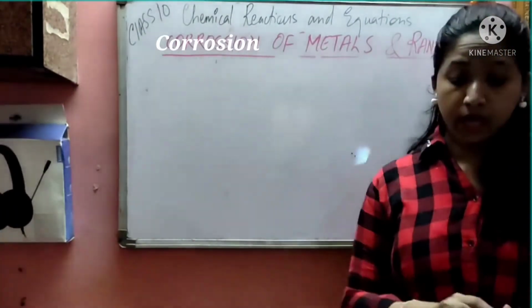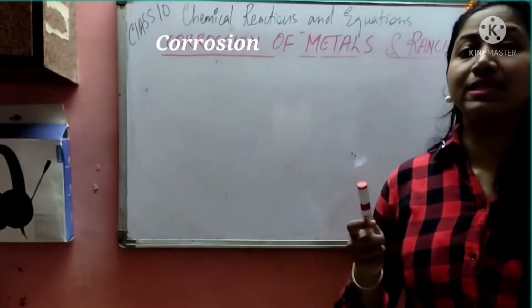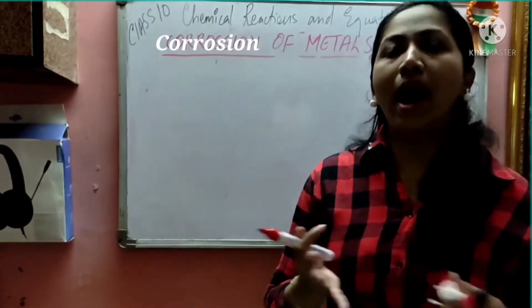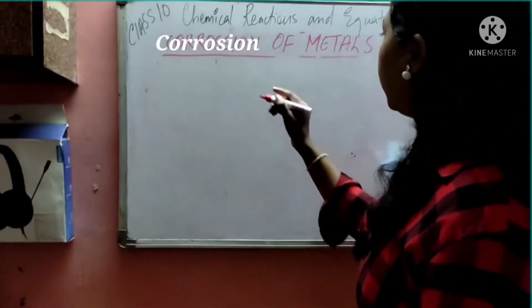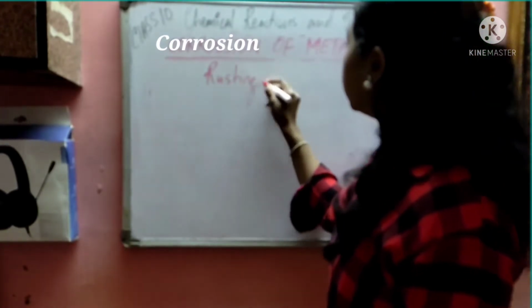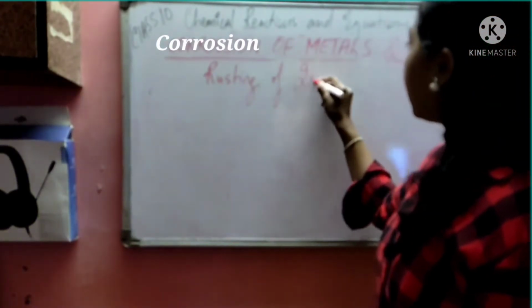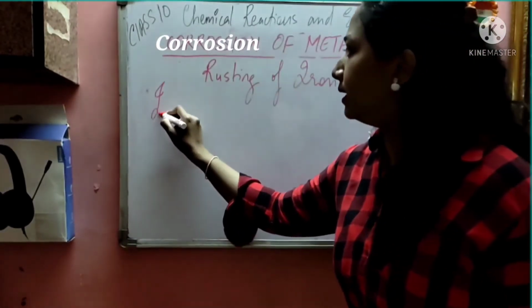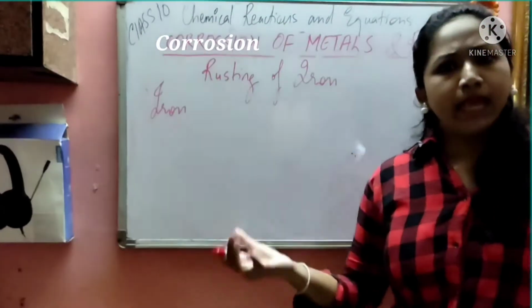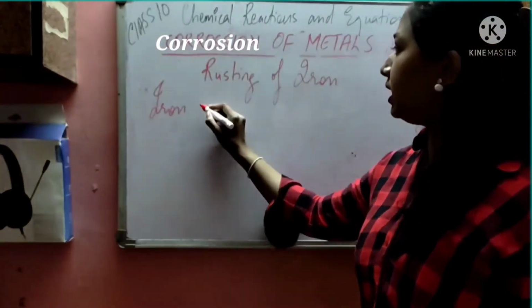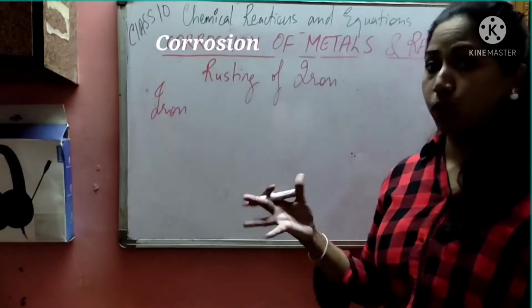Now here we are going to talk about rusting of iron. What is rusting of iron? It's an example of corrosion. How rusting of iron takes place is what we are going to talk about. Iron is a metal. So you can write: iron when new is shiny.